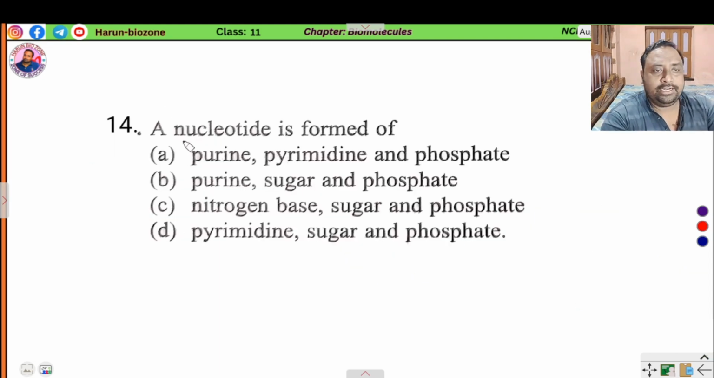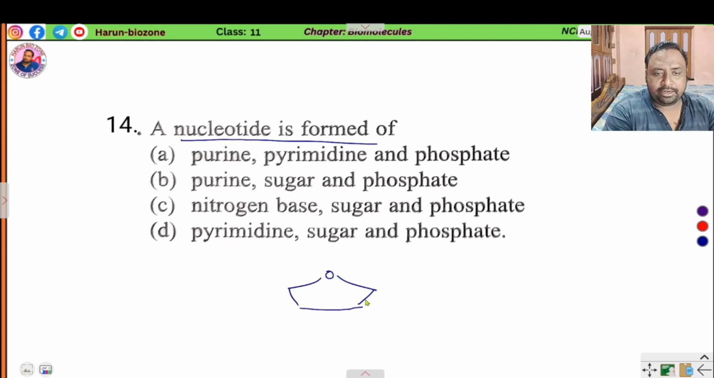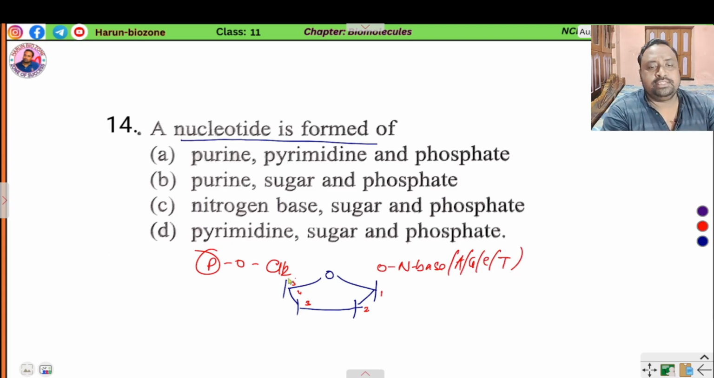Next question: a nucleotide is formed of which components? So to make a nucleotide, what do we need? A 5-carbon ribose sugar, then a nitrogen base and phosphate. Carbons 1, 2, 3, 4 and 5: the CH2O phosphate group is present here, and the nitrogen base is adenine, guanine, cytosine or thymine. Okay, so this is the component of a nucleotide. So nitrogen base, sugar and phosphate, C is the correct option.